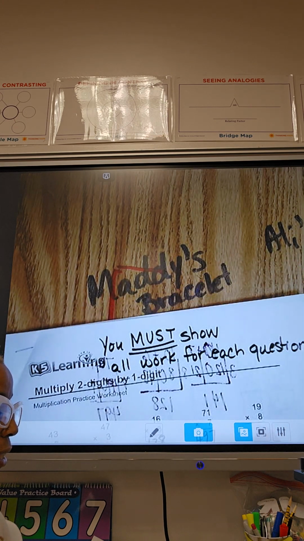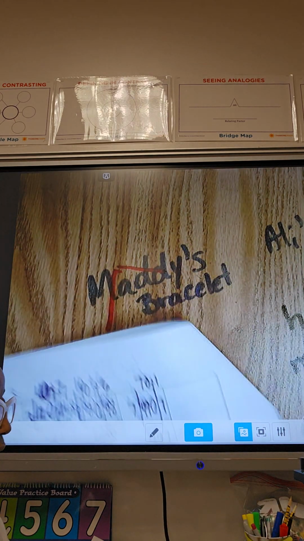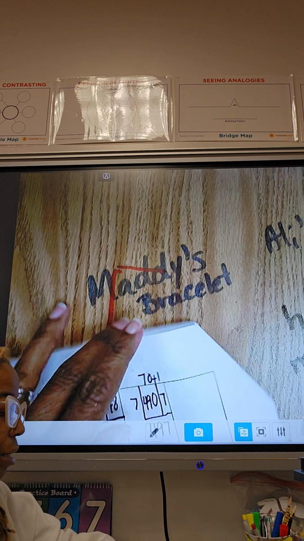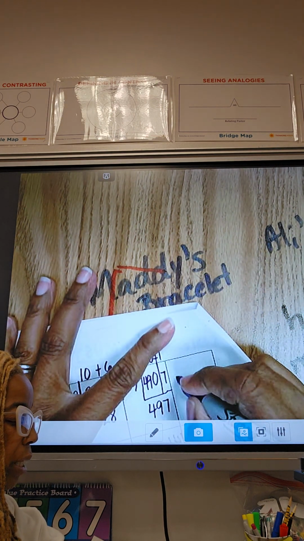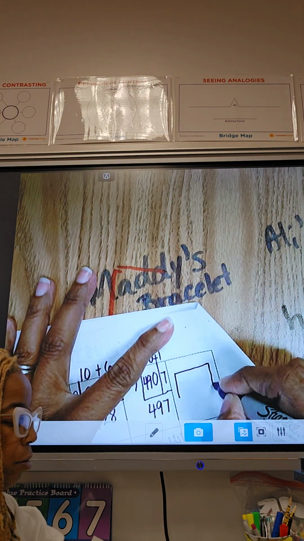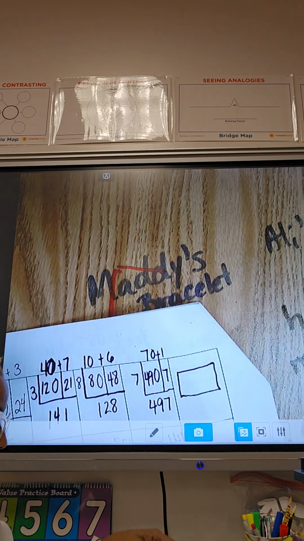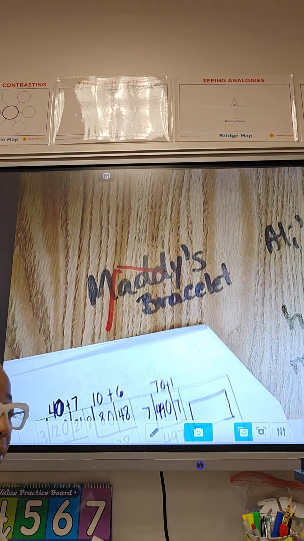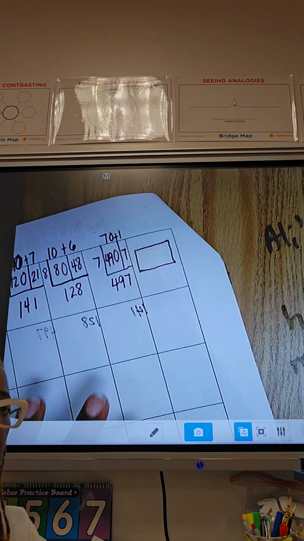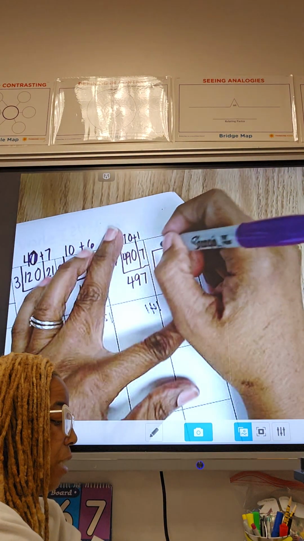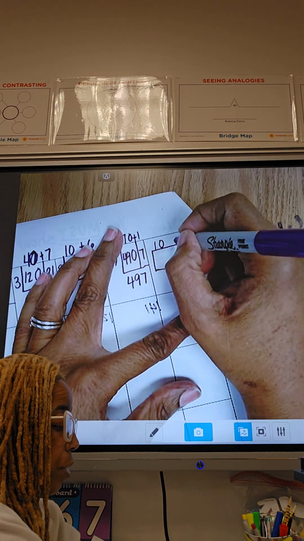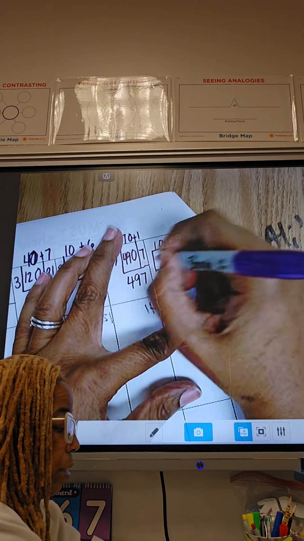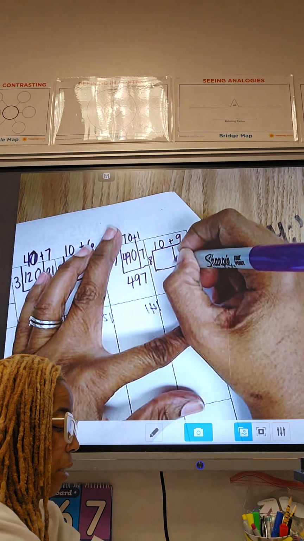And then finally, 19 times 8 in the last box. And you can draw it inside that box as well. So it's up to you how you want to use it, but I've got to see how you're using it. 19 times 8. 19 is 10 plus 9 times 8. Split the box.